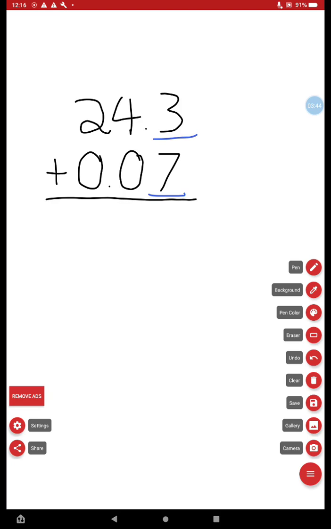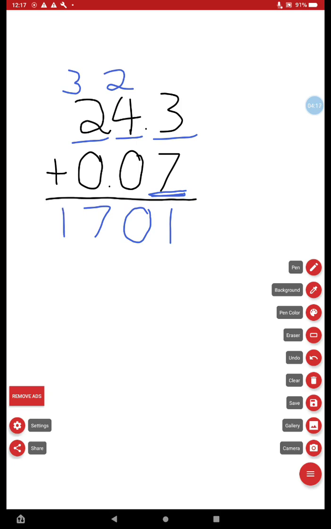7 times 3 is 21. Carry the 2. 7 times 4 is 28. Plus 2 is 30. Carry the 3. 7 times 2 is 14. Plus 3 is 17. Nowhere to carry the 1, so I put it there.